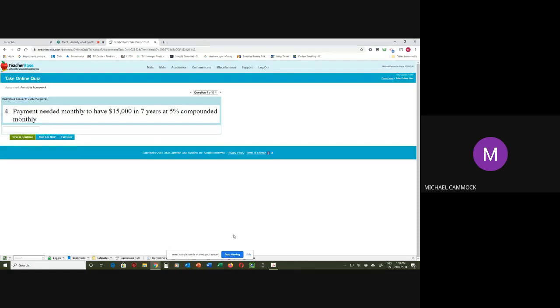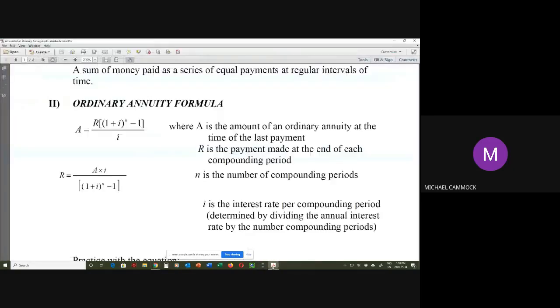Payment needed monthly to have $1,500 in 7 years at 5% compounded monthly. So this is where the second equation comes in. I'm going to bring the calculator back. By the way, let me show the second equation again. The second equation is this equation right here. It's A times I, the amount in the future times I, all over, and the thing that used to be on top is now on the bottom. We're going to divide by all of this stuff on the bottom. Let's see if we can do this one.